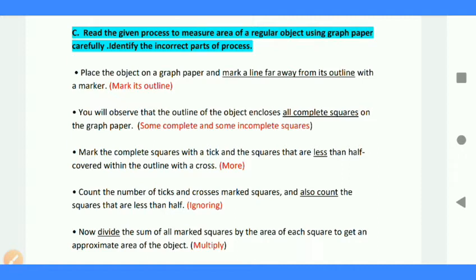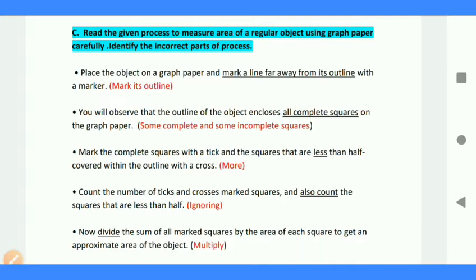Okay, so incorrect statements are underlined and correct statements are written in red color. Your answers mean incorrect statements underlined and correct statements written in red color. Okay, so we shall read one by one. Point number first: place the object on a graph paper and mark a line far away from its outline with a marker.